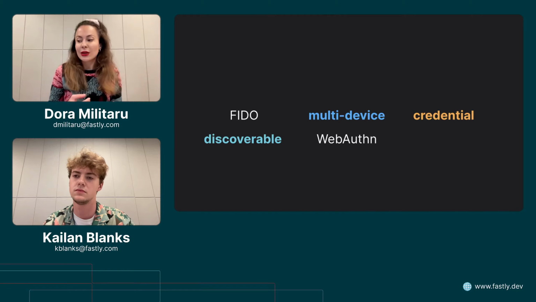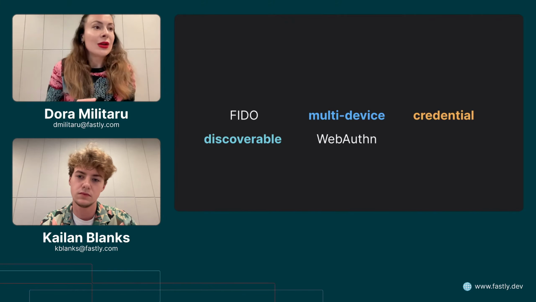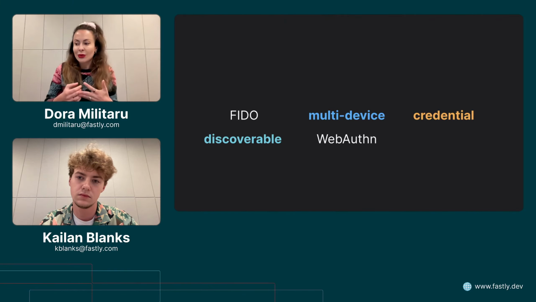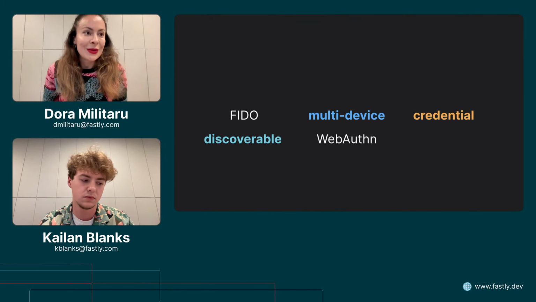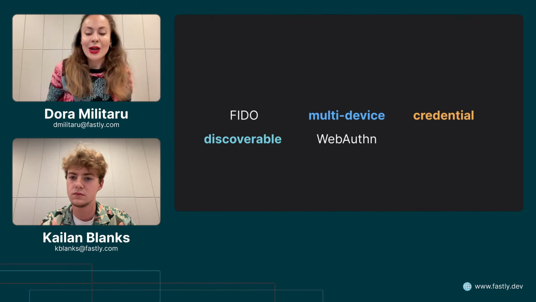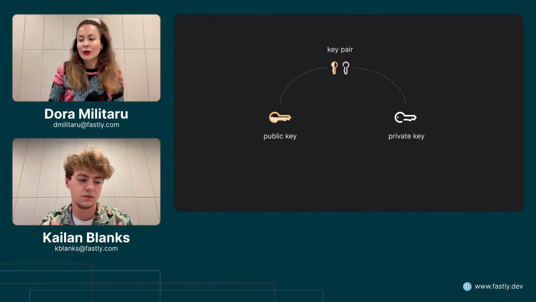What is WebAuthn? WebAuthn is a web standard published by the World Wide Web Consortium under guidance from the FIDO Alliance. And WebAuthn uses public key cryptography in order to enable this secure and passwordless authentication. And it does so in a pretty amazing way. But what even is public key cryptography?